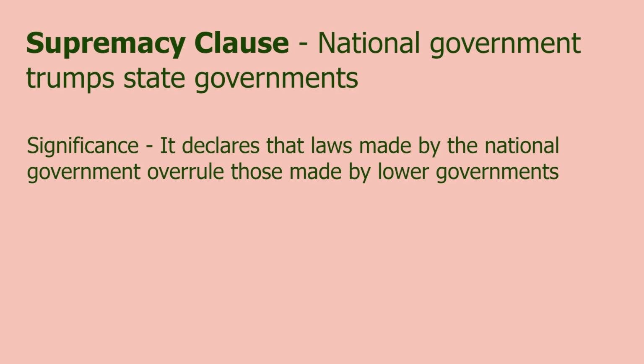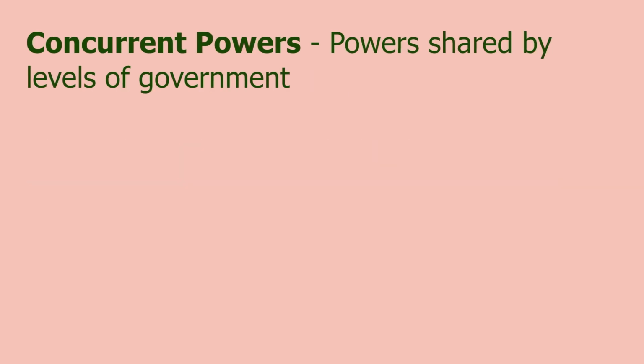This expands the power of the national government over the state governments in the federalist structure. The state governments can make a lot of their own laws, but if they come in conflict with national laws, then the national laws take precedent over them. Concurrent powers, powers shared by levels of government.